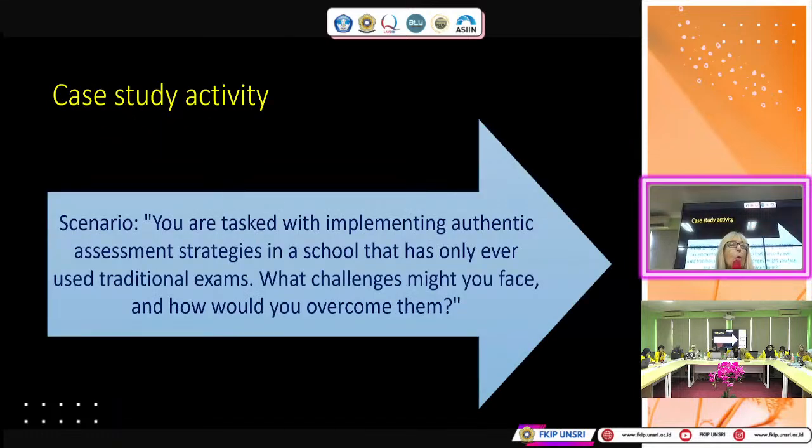Okay, so we probably don't have time to go into this case study activity, but I would like you to start thinking about it so that next time you meet your lecturer, or next time we meet online via Zoom, we can look at that. So there's a scenario. You are a teacher. You are tasked with implementing authentic assessment strategies in a school that has only ever used traditional exams. So what are your challenges going to be? You're going to list the challenges and then find solutions. How are you going to overcome these challenges? We want to do this now, but just keep it in mind and start thinking about it.